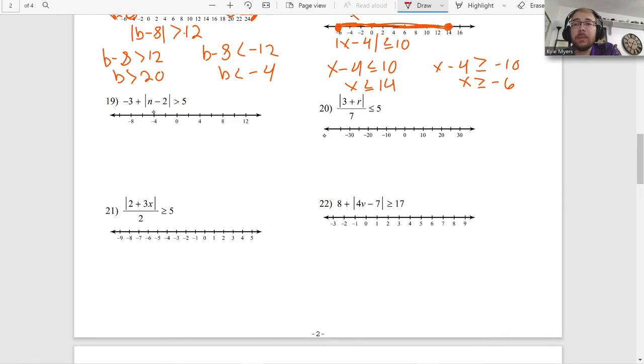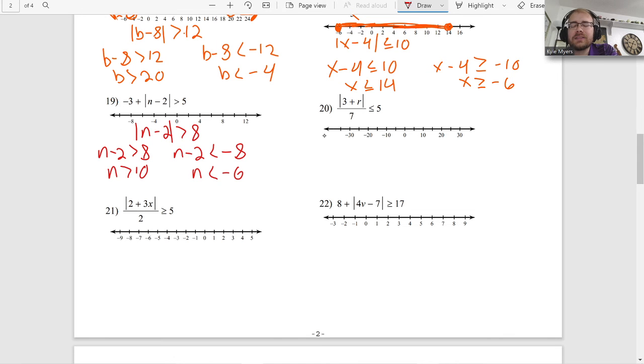We want to add 3 to both sides here. So n minus 2. Add 3 to 5, I get 8. Oh, forgot the absolute value marks. There we go. So then we want to get rid of the absolute value marks. Keep, change, flip. Add 2 to both sides. Add 2 to both sides.